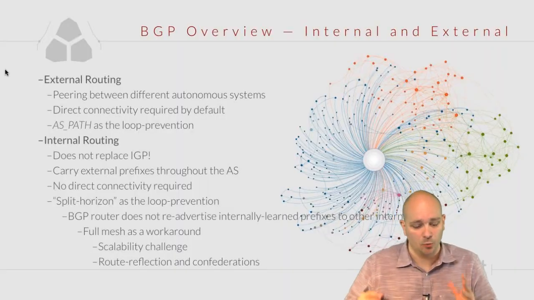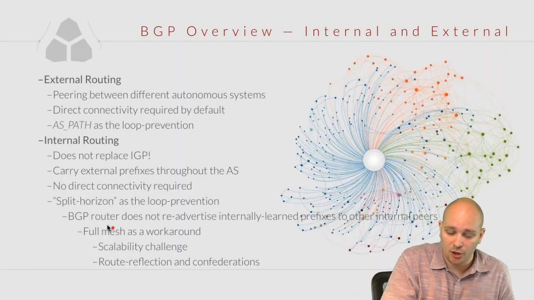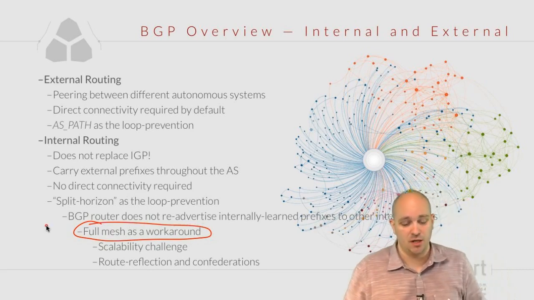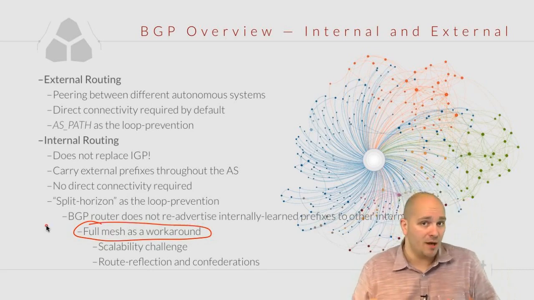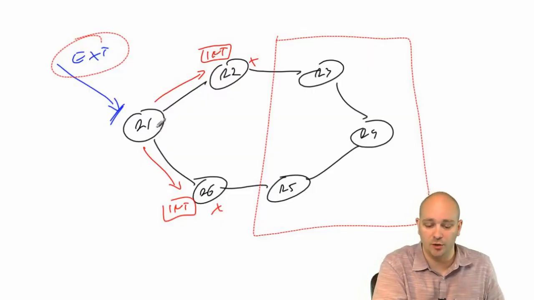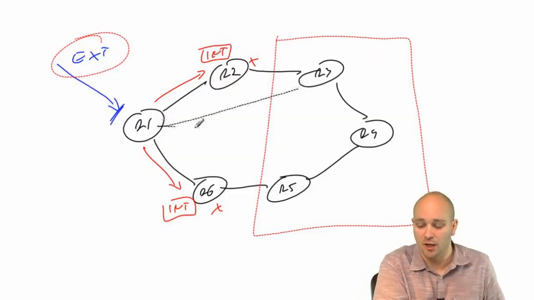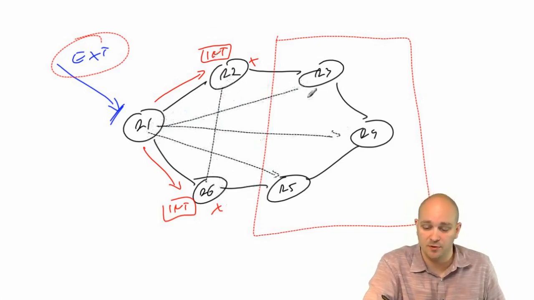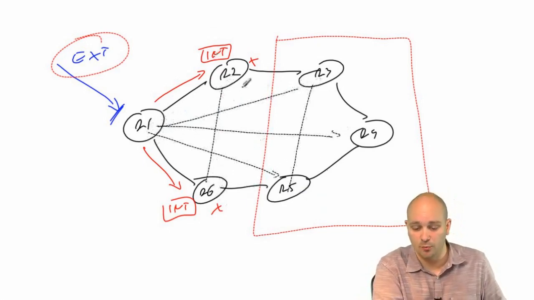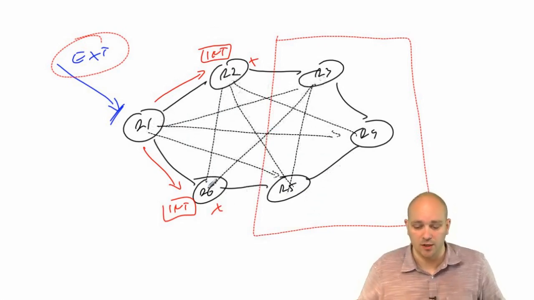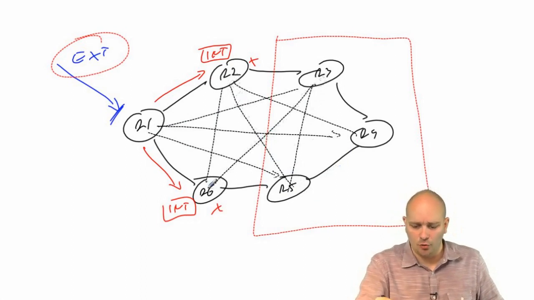What is that next part? Well, that means simply here that there is going to be a full mesh of peering sessions as a workaround. So what we are going to use as a workaround here is we are going to have a peering session from R1 to all these routers here. Then we are going to have this peering session here, this one here, this one here, and this one here. I believe that I covered all of them.